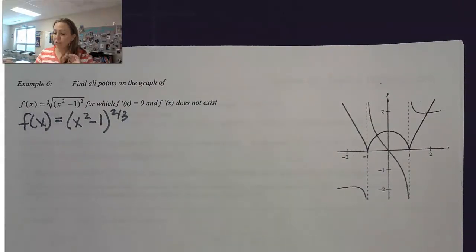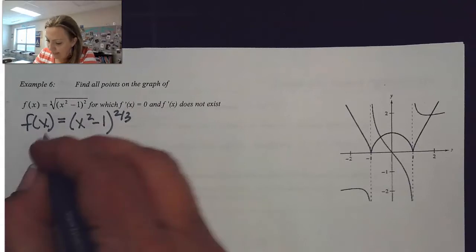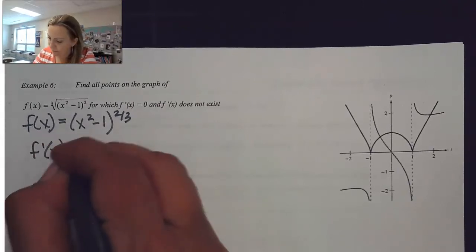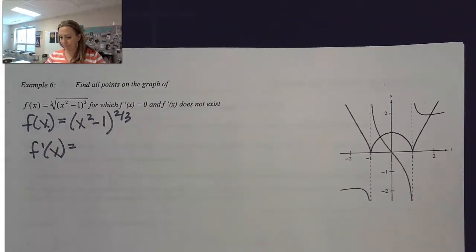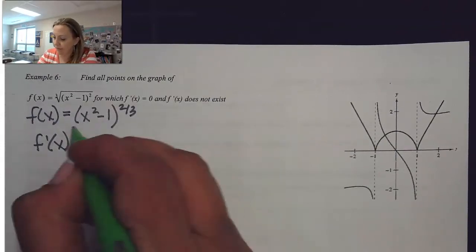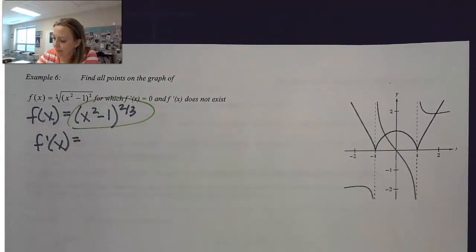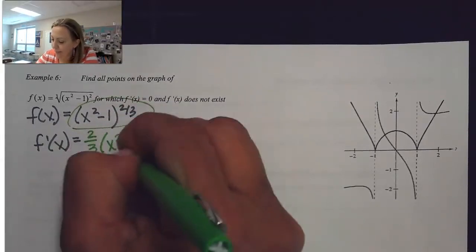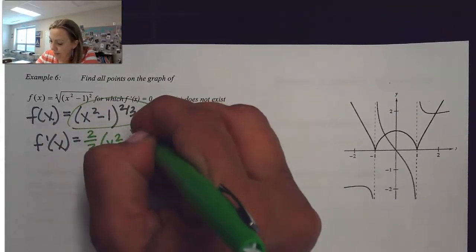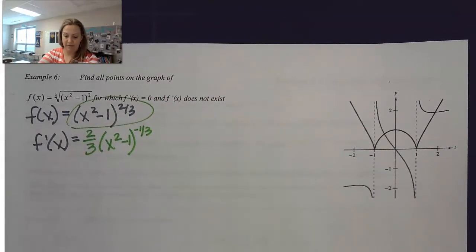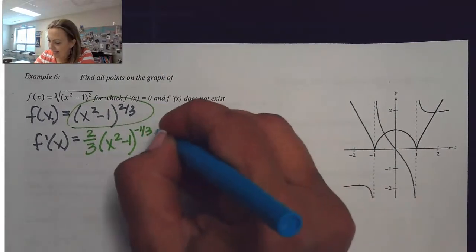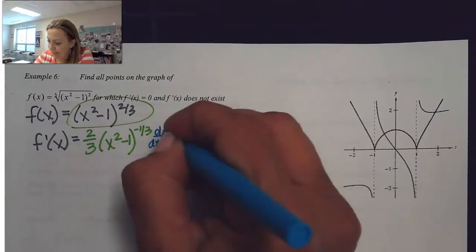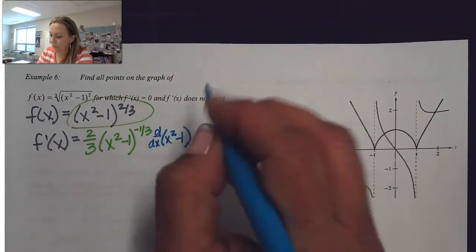And now we can use the general power rule, which involves the chain rule, to help us out a little bit. So the f prime of x is going to be the derivative of this whole piece. So that's going to be 2/3 times x squared minus 1 to the negative 1/3, and then times the derivative of that inside function, x squared minus 1.